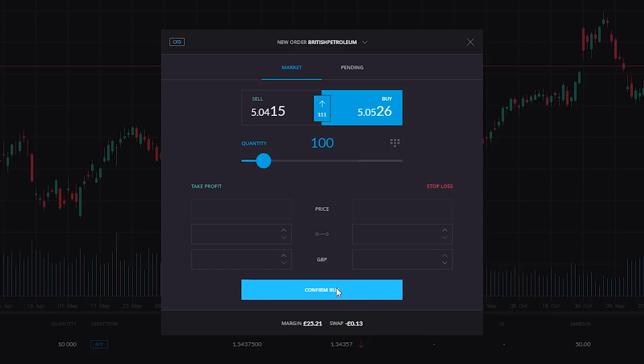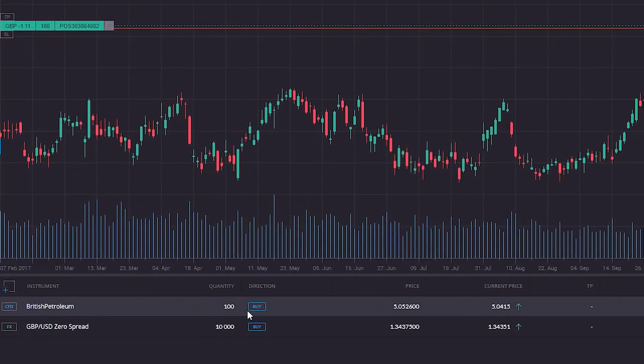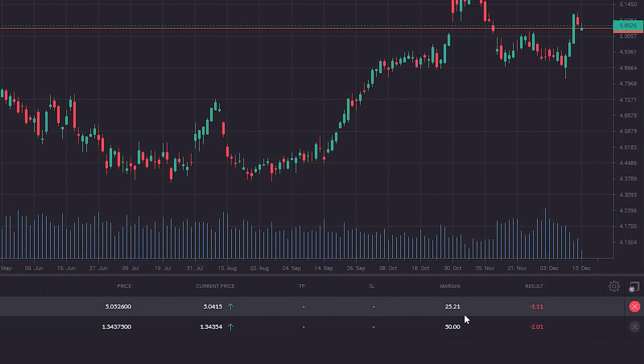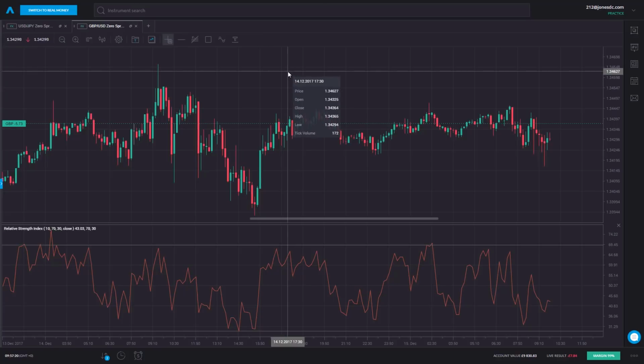And that's it. Click on confirm buy. The trade goes through and you can see it down here in my open positions. BP, buying 100, bought 100 at 505.26. There's the current price. And there is my initial margin requirement. Okay, so we have this relatively small sum of money controlling a just over £500 position in the shares, in the CFDs of BP.